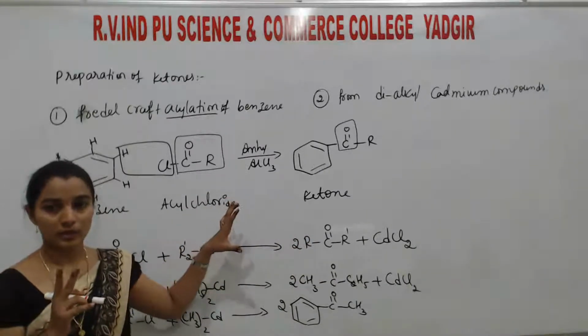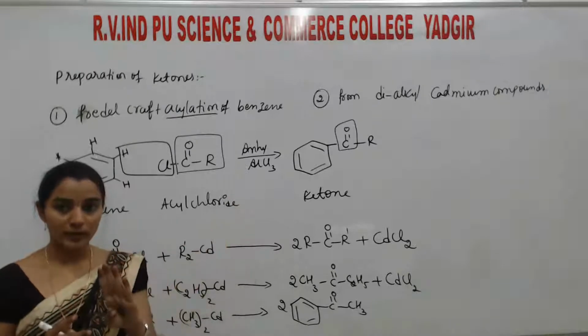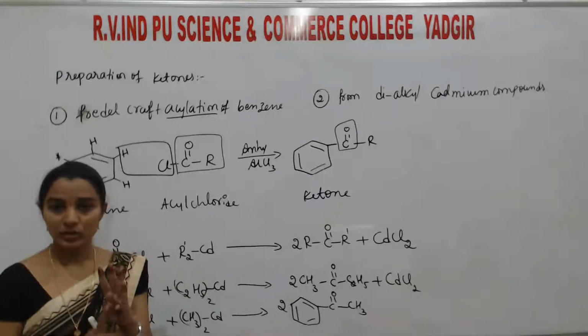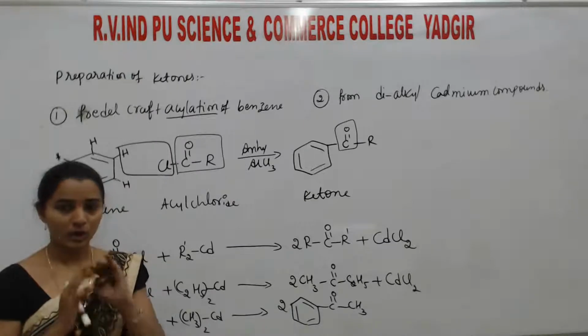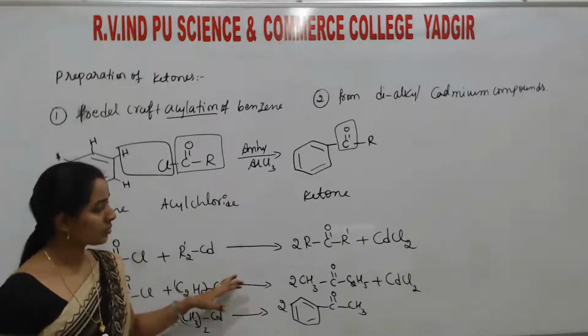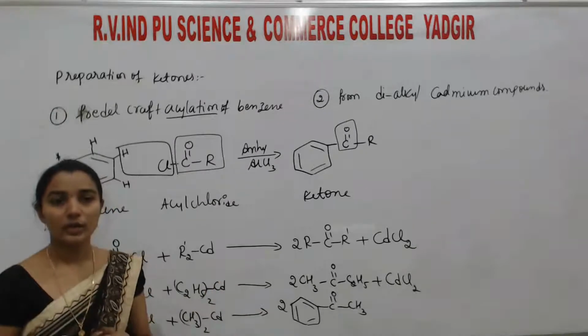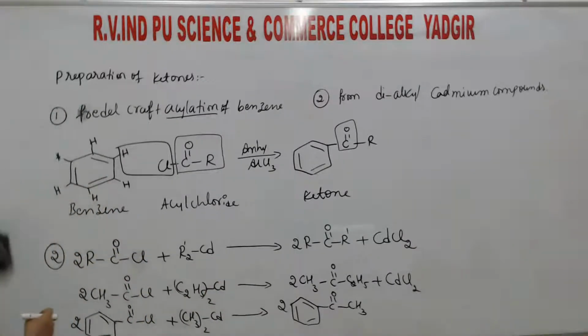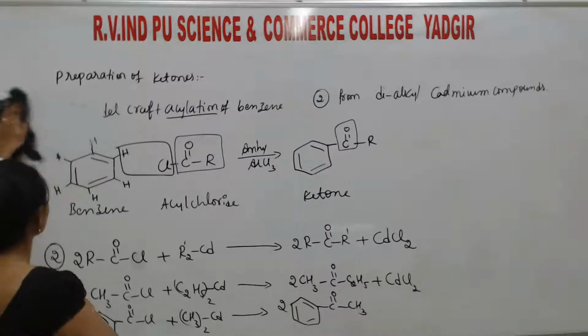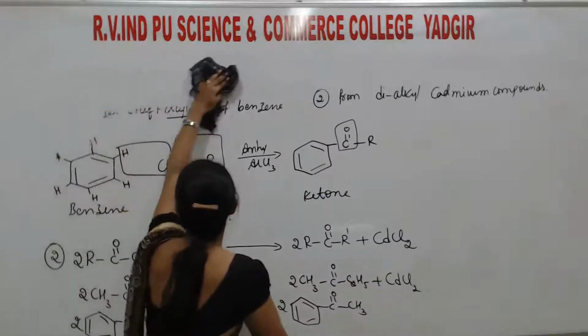Only 2 methods are there. In aldehydes, there are mainly 4 methods: Rosenmund reduction, Etard reaction, Stephen reaction, Gattermann-Koch reaction. All are important. And these two are for the preparation of ketones. Okay. So next we will go to the chemical properties of both aldehydes and ketones.